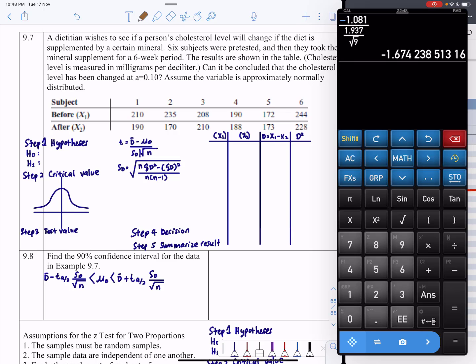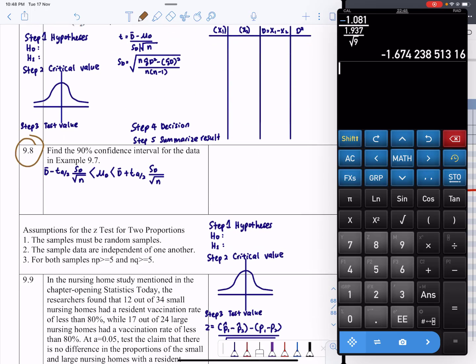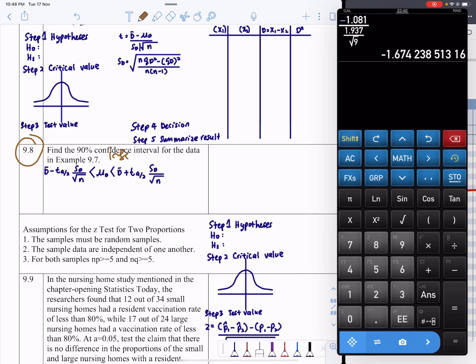This one try to do by yourself, yeah. 9.7, and this one also. That is the formula for the confidence interval. Just insert the values into the formula.